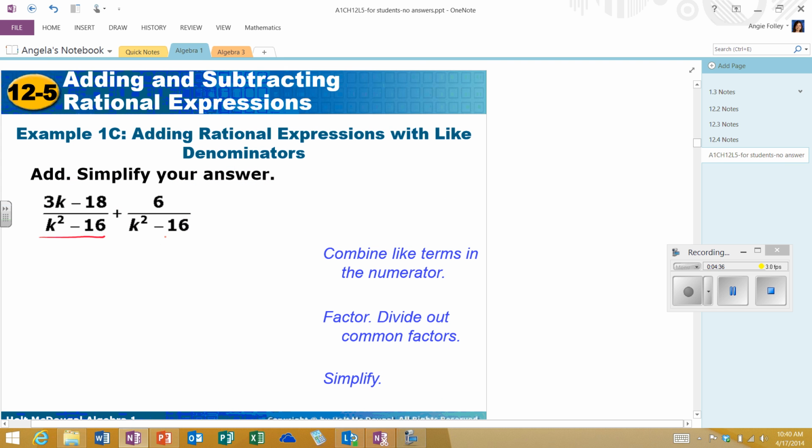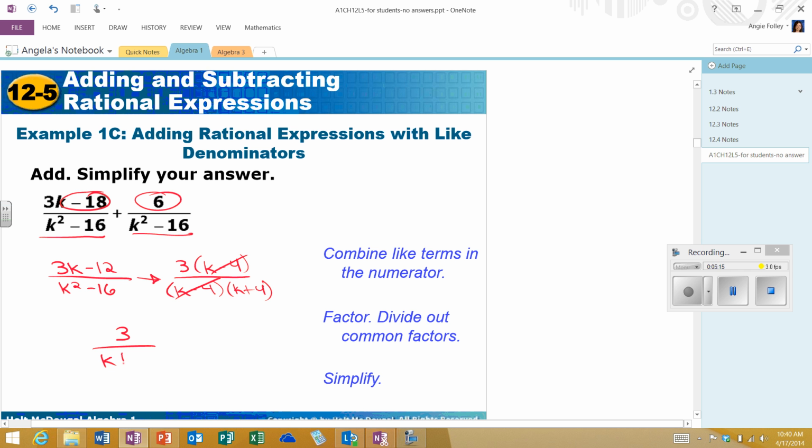Okay, k squared minus 16, same thing, common denominator. So I'm going to take the 3k, add negative 18 and add 6. So that becomes a negative 12. So I've got 3k minus 12 over k squared minus 16. I'm going to factor a 3 out of the top. On the bottom, it's one of those perfect square binomials. So I've got k minus 4 and k plus 4. So now I can cancel these k minus 4s, and I'm just left with 3 over k plus 4.